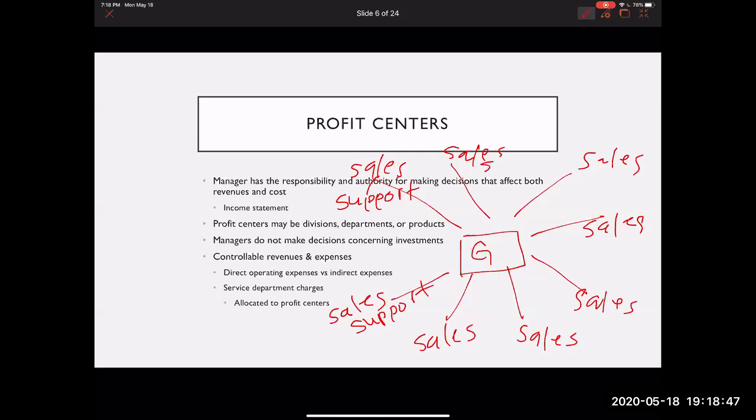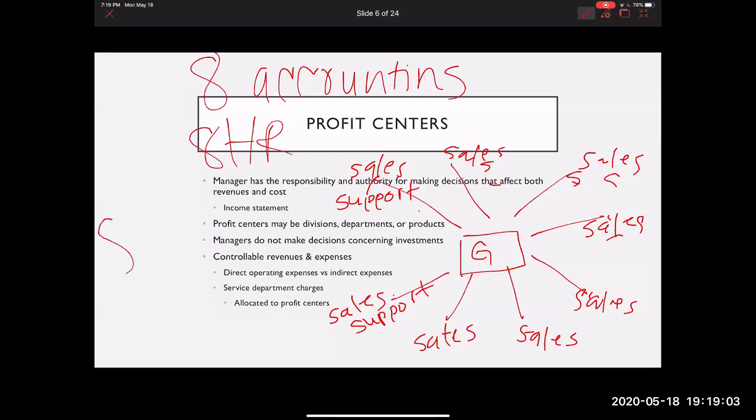So all of your support, right? So now from this company, you have 1, 2, 3, 4, 5, 6, 7, 8. You have 8 accounting departments doing the same thing. And you have 8 HR teams. You have 8 legal teams. You have 8 everywhere. All of your support teams are being multiplied, when that's not necessarily a good thing. I mean, that's redundant, right? You have maybe more staff than needed. So this is where service departments come into play.